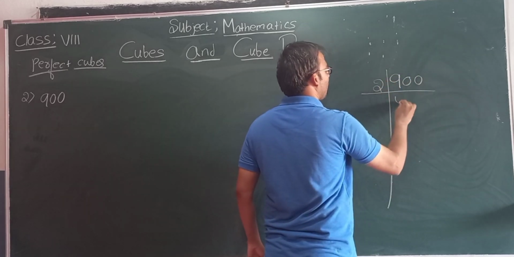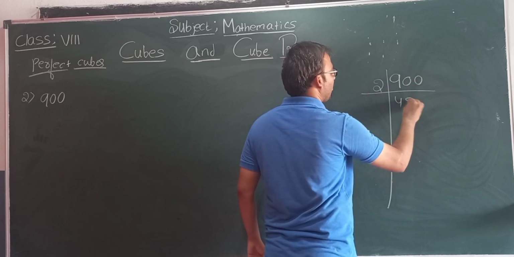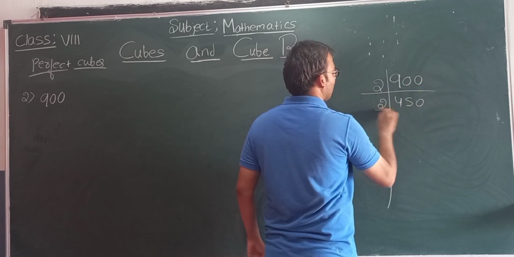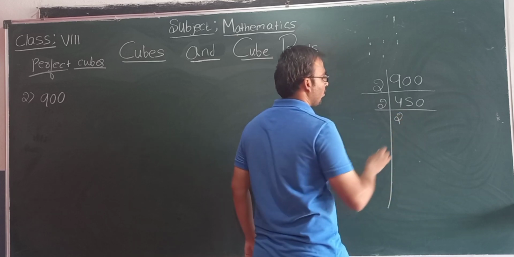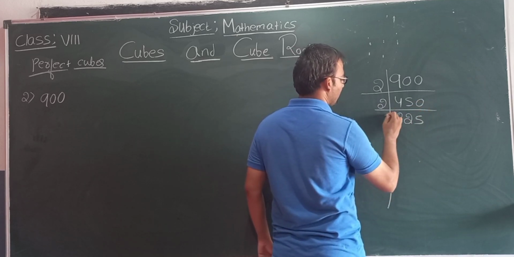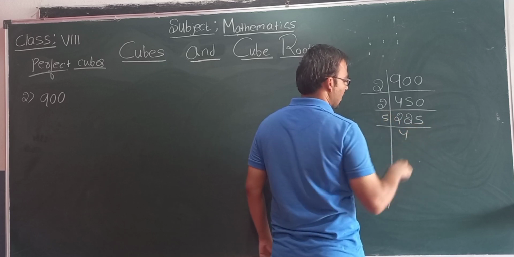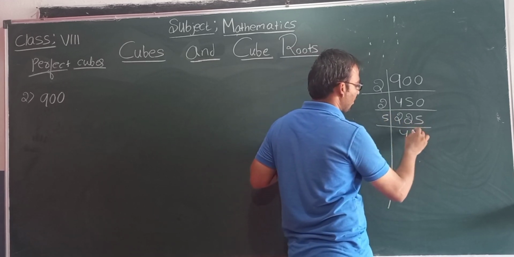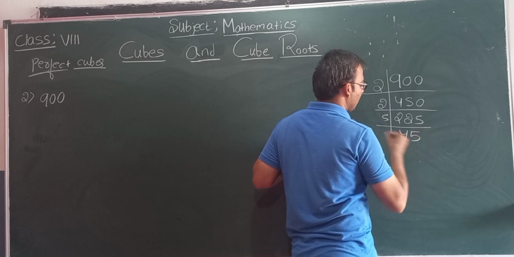So 2 fours are 8, 1 remains, it becomes 10, 2 fives are 10, 0. 2 twos are 4, 2 twos are 4, 1 remains, 2 fives are 10. 5 fours are 20, 2 remains, it becomes 25, 5 fives are 25.